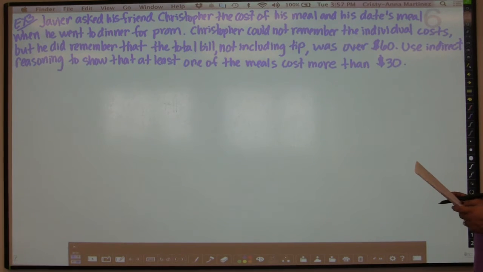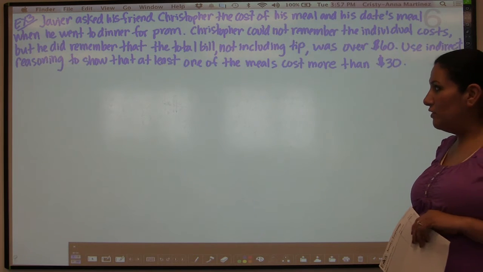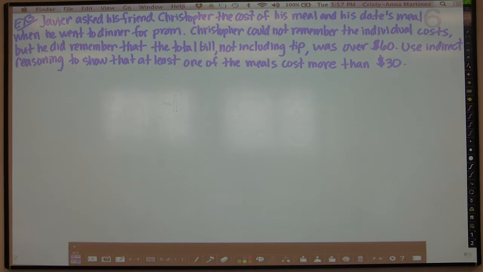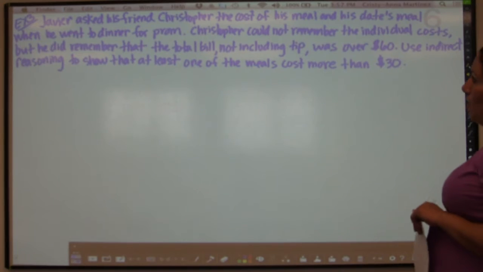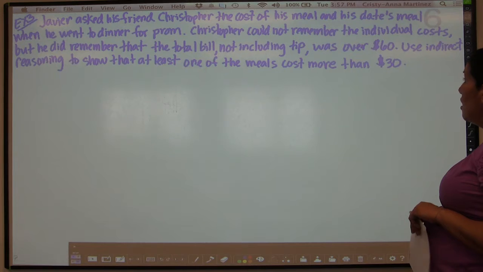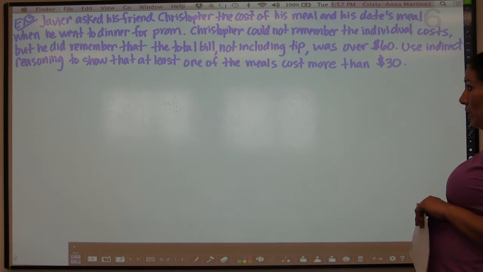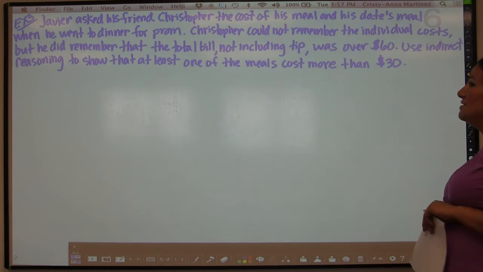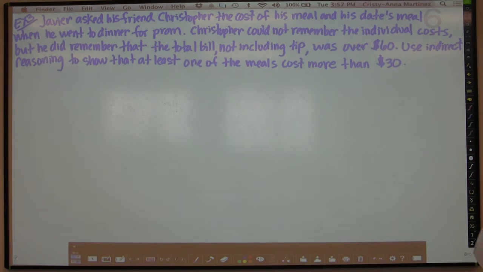All right, so here we have Javier, or Xavier, who asked his friend Christopher the cost of his meal and his date's meal when he went to dinner for prom. Christopher could not remember the individual costs, but he did remember that the total bill, not including tip, was over $60. Use indirect reasoning to show that at least one of the meals cost more than $30.